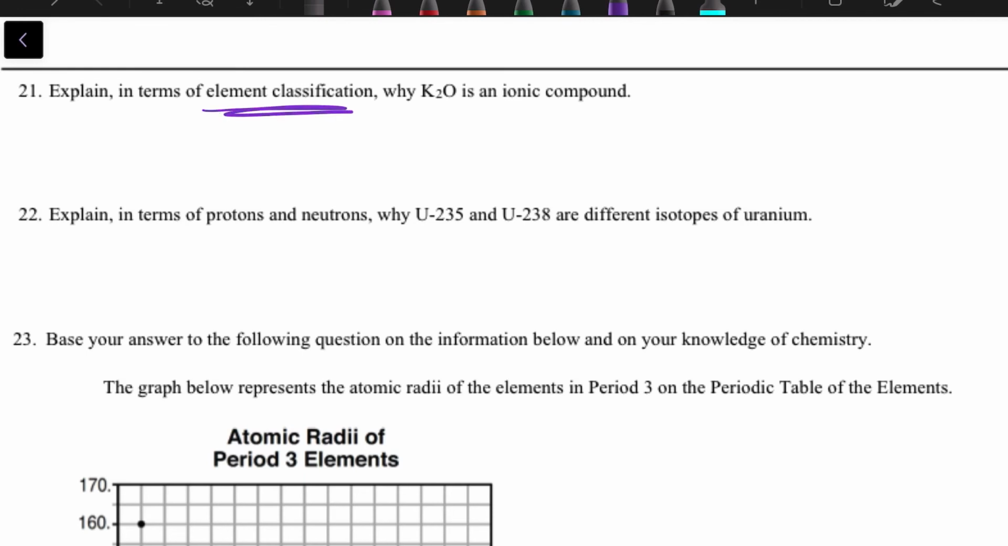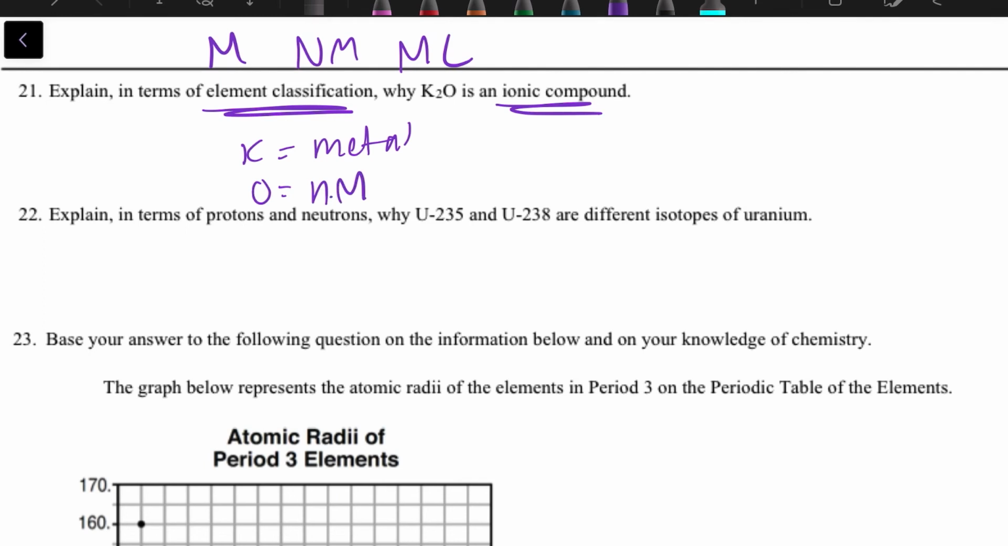So if you're talking about element classification, an element can be classified as a metal, a nonmetal, or a metalloid. So if we're talking about ionic compounds, you know that K is a metal and O is a nonmetal. That's all you need to write. You do not need to write anything more. It's not asking what happens to electrons. You don't need to talk about that or anything else. Keep it simple.